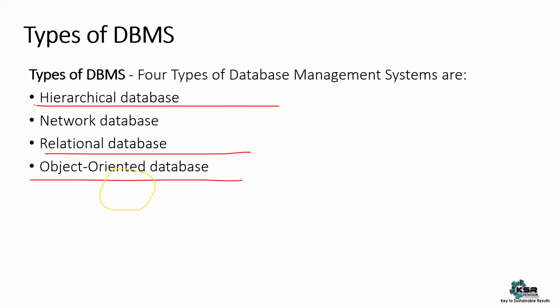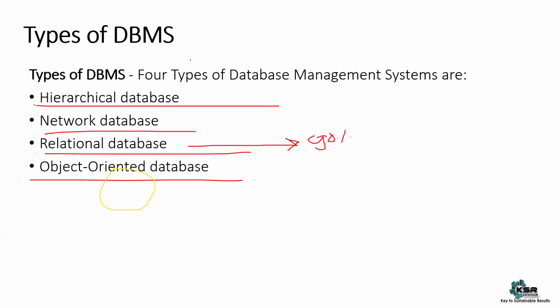What do you mean by types of DBMS? In three-tier architecture, you can store data in 4 different database management systems. Most widely used is your relational. 90% of the time, I'm trying to say 90% of the time, you will use this relational database management system. 10% of the time you can use the other 3: hierarchical database, network database, and object-oriented database.